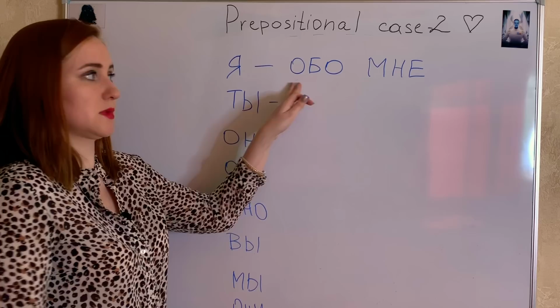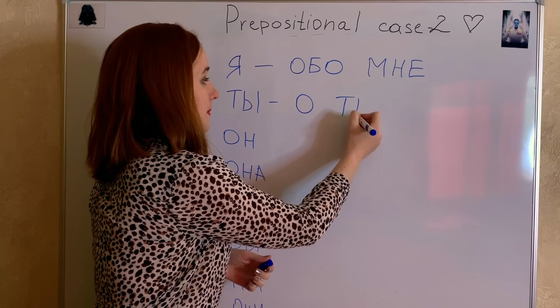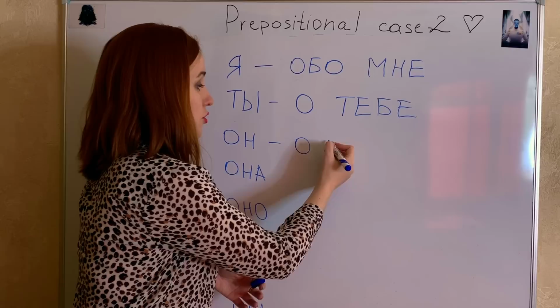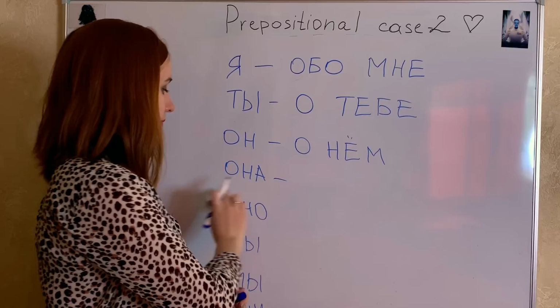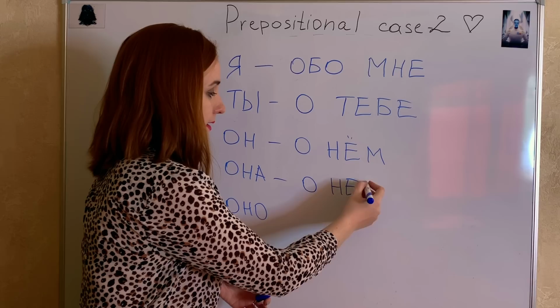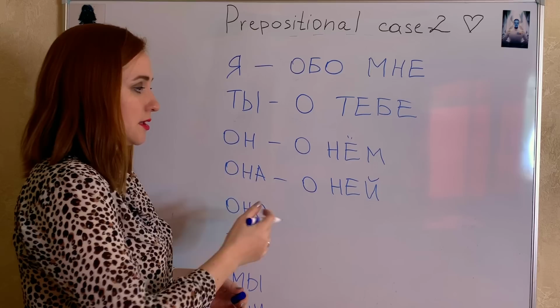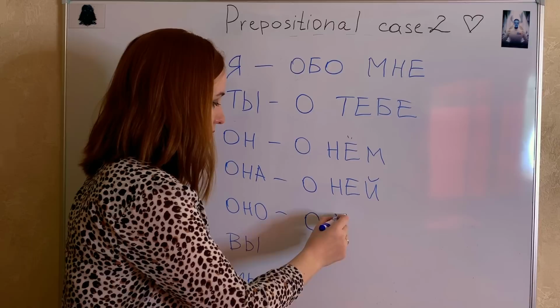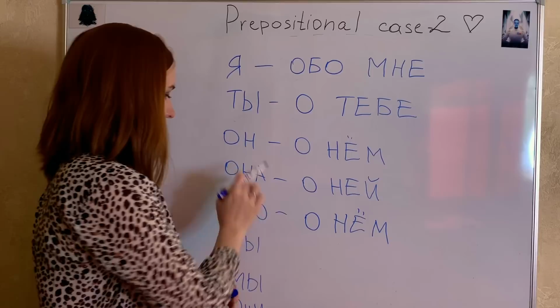Ты. О тебе. About you. Он. About him is о нём. About her. О ней. Again, remember the vowel reduction. О ней. О нём. О тебе. Обо мне. Okay? Оно. Same here. О нём. These two often go together.